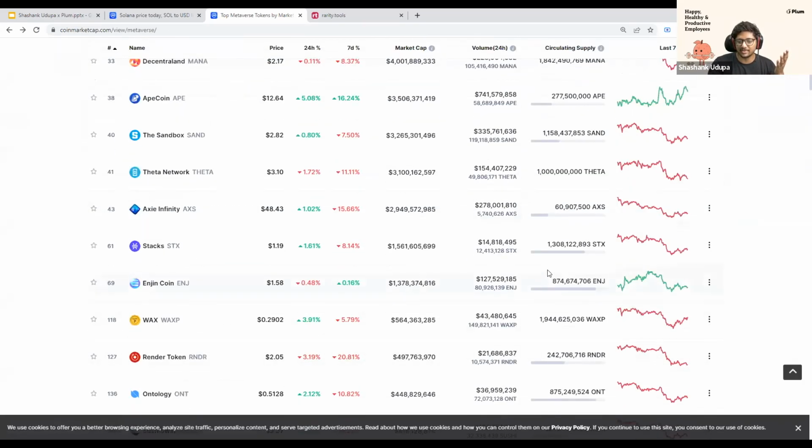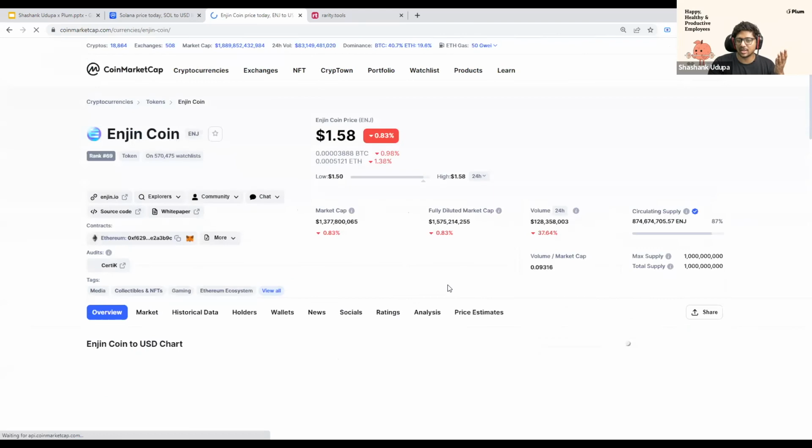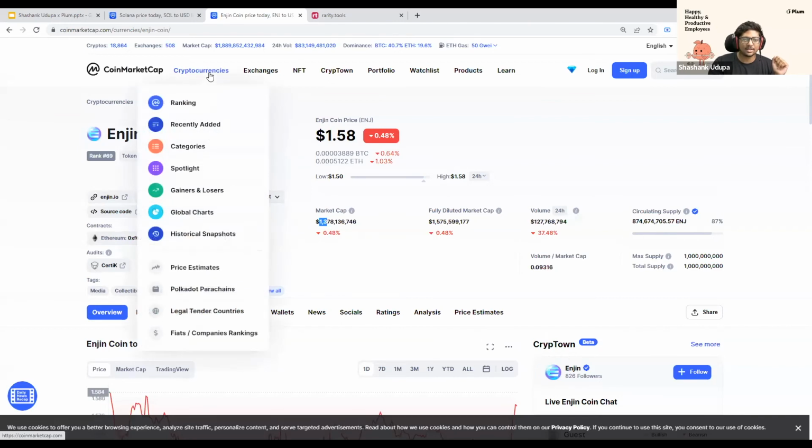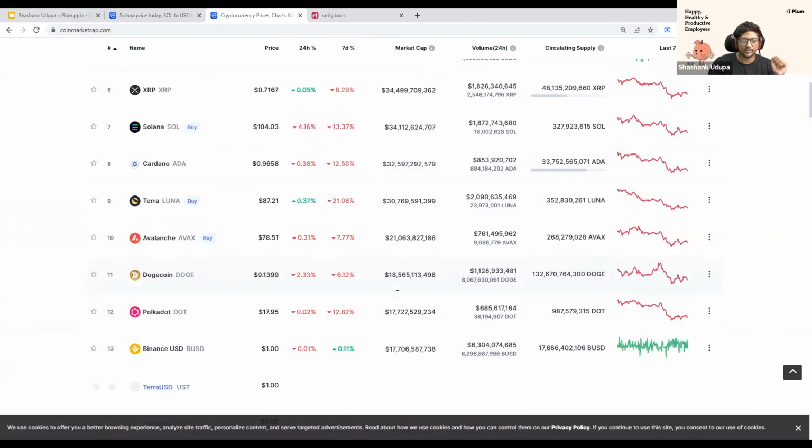Look at this. For example, there's Engine Coin, which has almost done with the circulating supply, right? Almost everything's done. So Engine Coin, $1.58, $1.3 billion market cap. For this to go 10 times, this has to only become a $13 billion market cap. $13 billion market cap, if you go down the list, it's somewhere in 11th or 12th position. At least believable, at least possible and believable. So that's how you look at stuff, right?